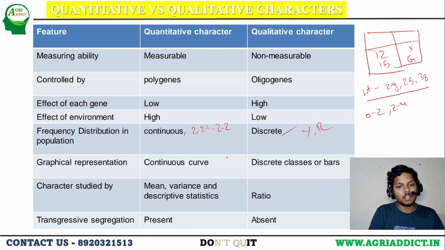And the graph is also the same: it will be expressed as a continuous curve, whereas the other will be expressed as discrete classes or bars. And we can study this quantitative character using mean, variance and statistics. Like we will take the mean to get the average weight of the seed, like 2, 2.1, 2.2. We will take this average and take it as 2.1. But for a qualitative character, we cannot take the average of yellow and red. We will take the ratio, like how many are yellow, how many are red.